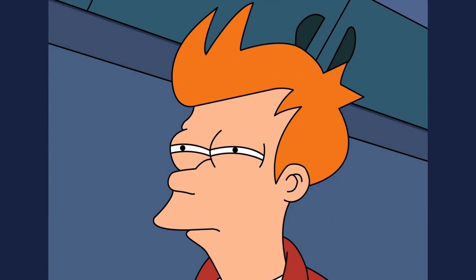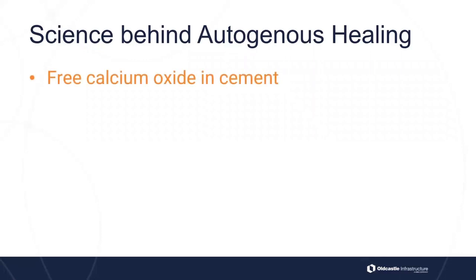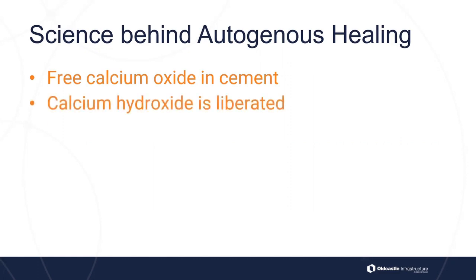All right. So for the skeptics out there, let me share with you the science behind autogenous healing. So in cement, we have free calcium oxide within the cement itself. Now, as tricalcium silicate, which is another component of cement, is hydrated, so as the cement mixes with the water and it becomes hydrated in a concrete mix, the calcium hydroxide is liberated. So as I mentioned before, that is as we hydrate this and as it comes in contact with water.